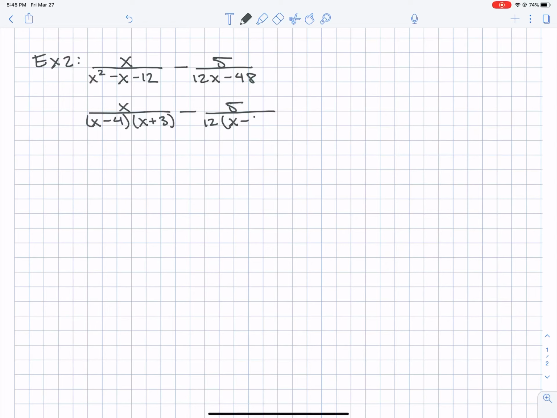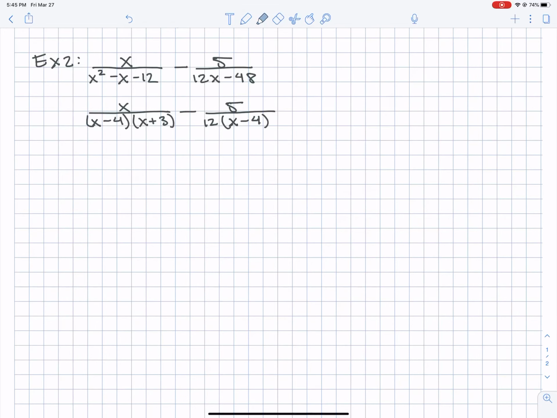Example 2 here, I'm going to have x over x squared minus x minus 12 minus 5 over 12x minus 48. All right, so step number 1, I need to factor my denominators. When I factor this first one, I have x minus 4 times x plus 3, minus 5 over 12 times x minus 4.